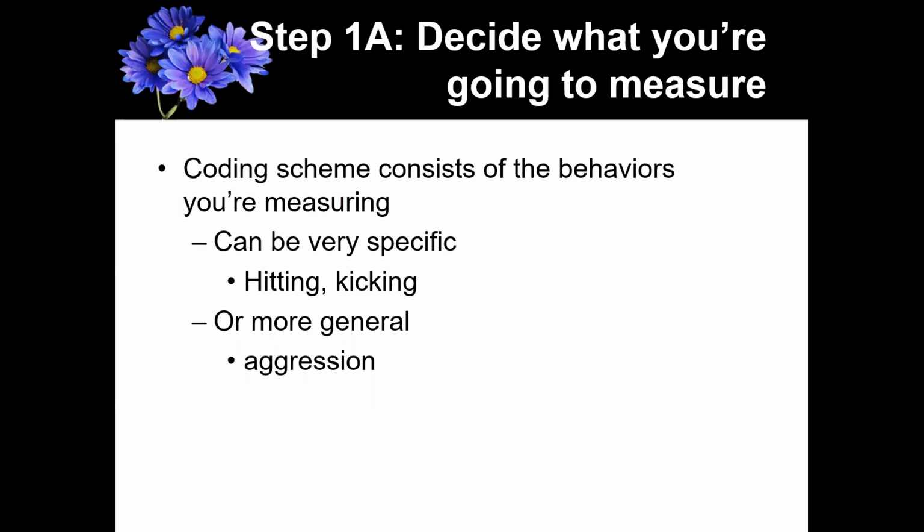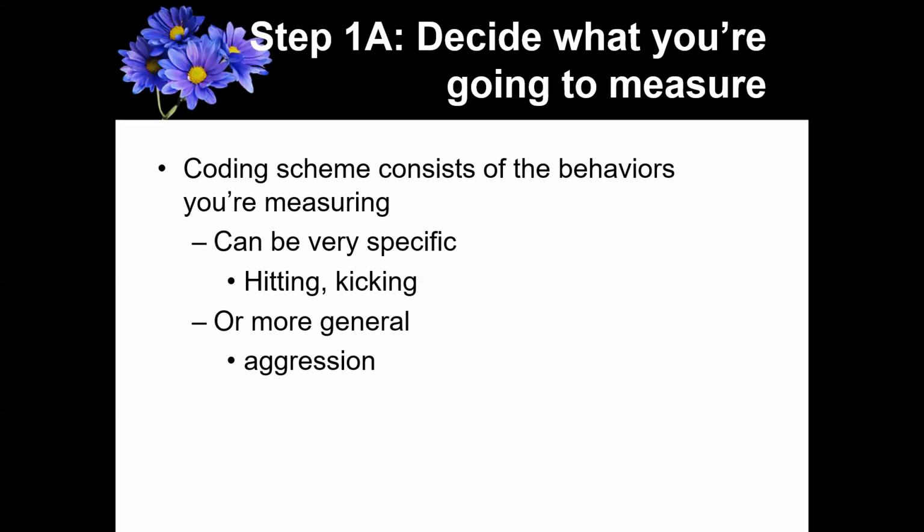Now, coding schemes consist of behaviors, like we said, and they can be very specific or they can be more general. And as always, it just depends on your research question. But there's certainly pros and cons to each. So when it comes to something like aggression, well, that's a pretty general behavior, a pretty general operational definition. And I would say not a very good operational definition because it's so open to interpretation, as we're going to see when we do a little activity.